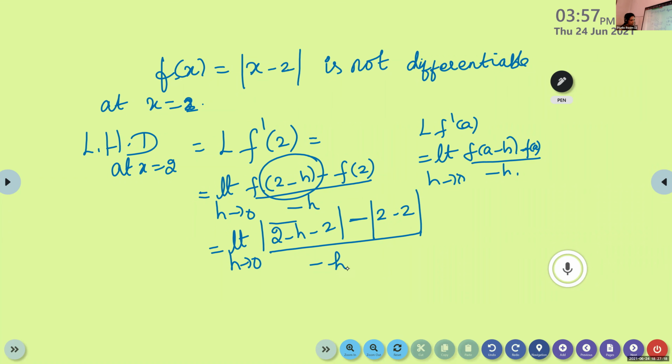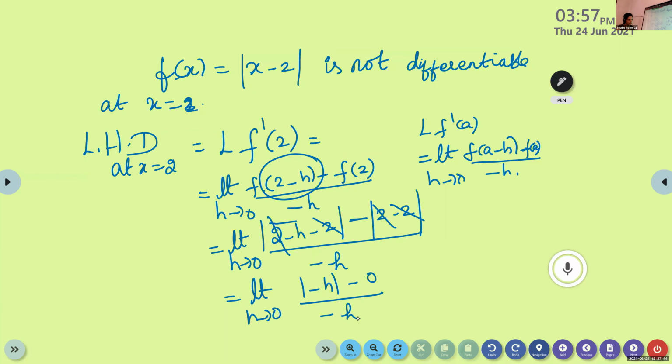Now plus 2 minus 2 will get cancelled. So we get limit h tending to 0, modulus of minus h minus 0 by minus h. Modulus of minus h minus 0 by negative h.